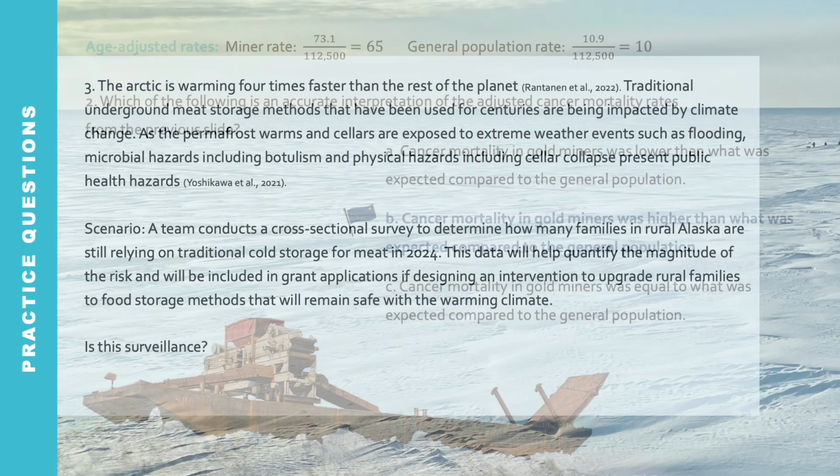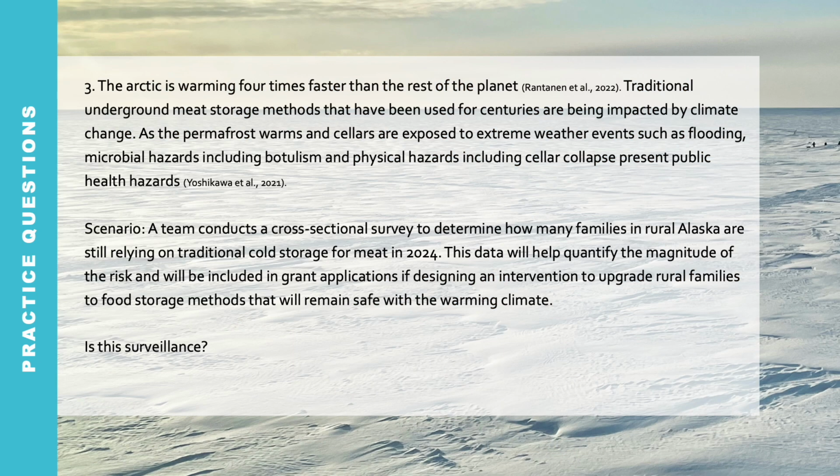The Arctic is warming 4 times faster than the rest of the planet. Traditional underground meat storage methods that have been used for centuries are being impacted by climate change. As the permafrost warms and cellars are exposed to extreme weather events such as flooding, microbial hazards including botulism and physical hazards including cellar collapse present public health hazards.